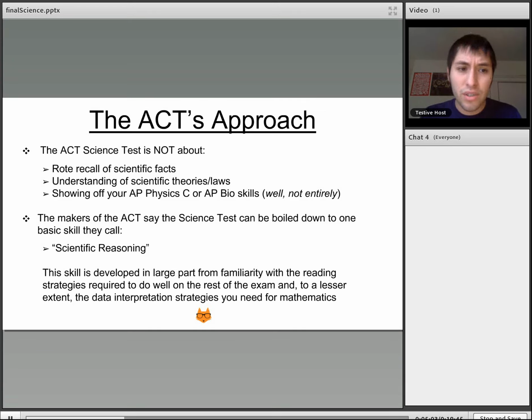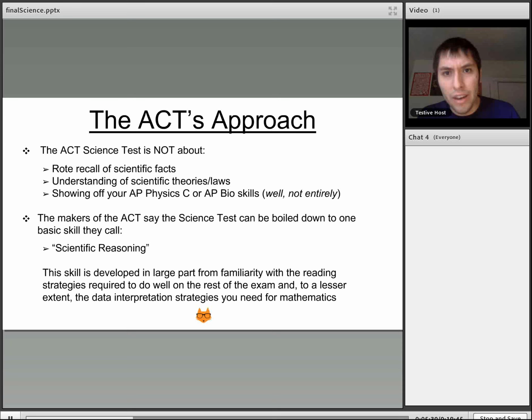The makers of the ACT say this science test can be boiled down to one basic skill, and that skill they call scientific reasoning. It turns out this skill is developed not really by necessarily being exposed to scientific problems. It's in large part just from familiarity with reading strategies that are necessary for doing well on any other section of the exam, though, with the exception of the math.